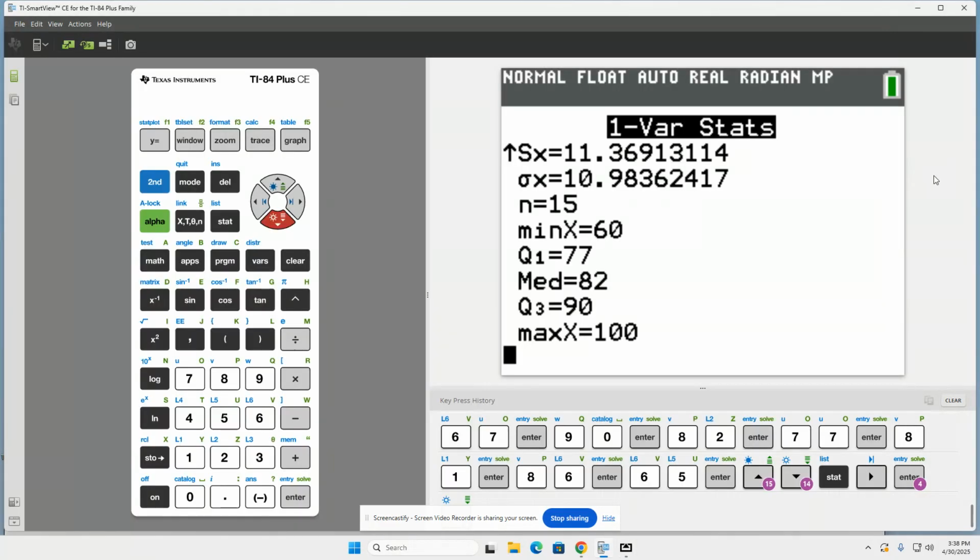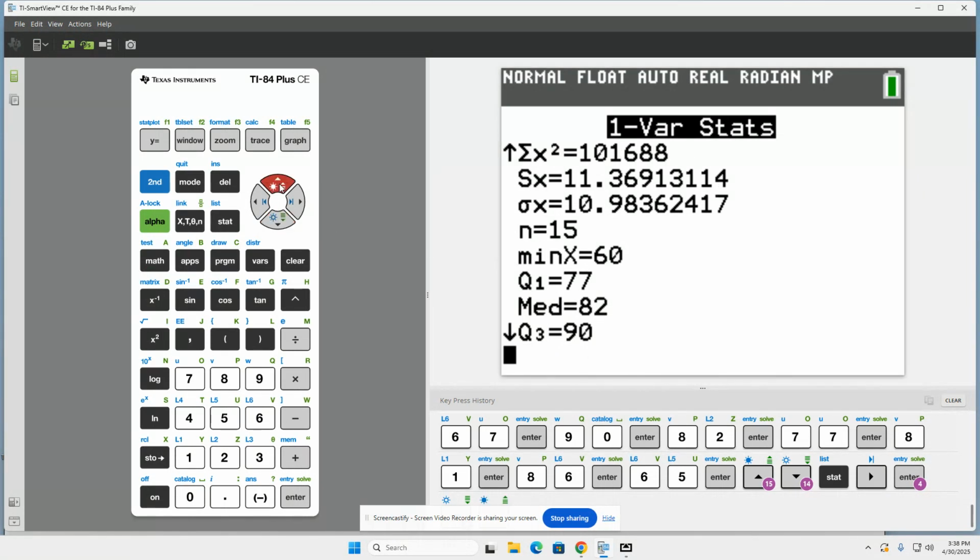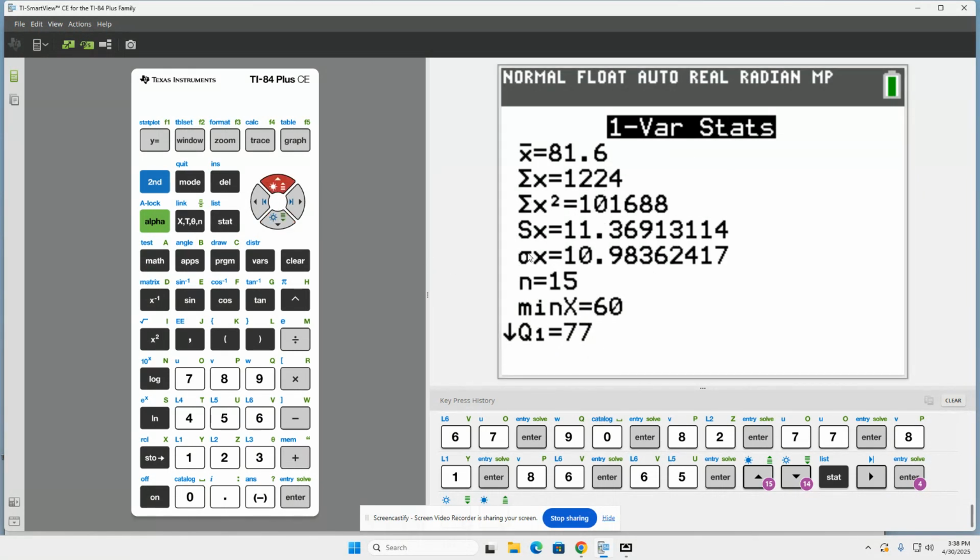Now, standard deviation is this one right here. A little circle with a hat. Okay, I don't know how you want to remember that. That's standard deviation. So rounding to two decimals, we're going to go with 10.98.